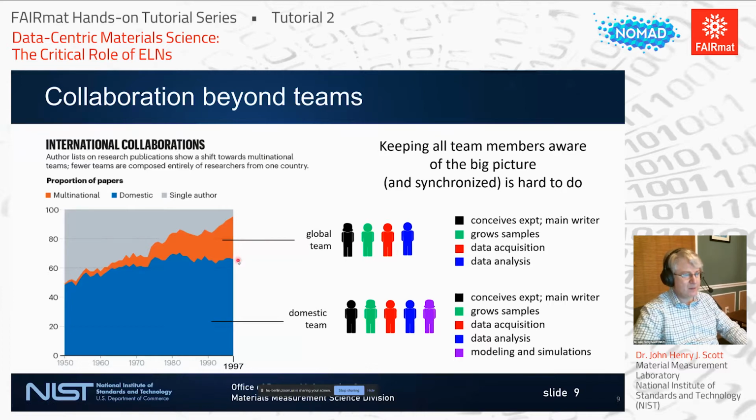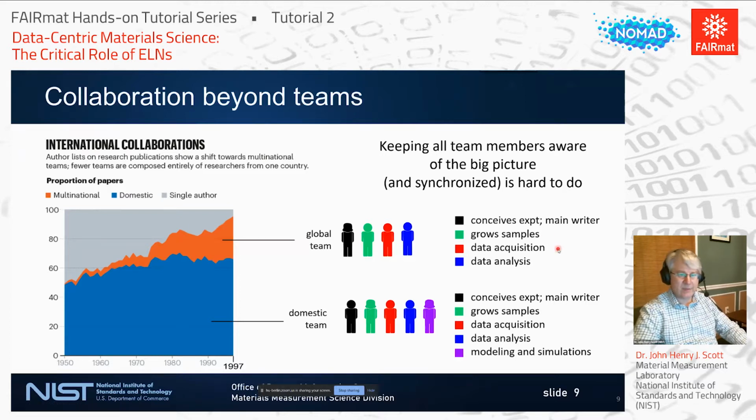We still have about two-thirds of the work being done by domestic teams, although in my opinion, the domestic teams have become more diverse, and you may have people with even narrower and more specialized roles within that team. But the number of global teams has gone up according to this data set, at the expense primarily of single authors. So now you have a team that's spread out across perhaps many institutions.